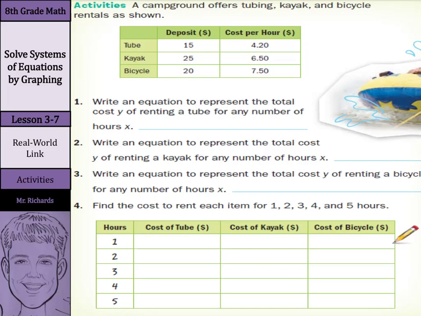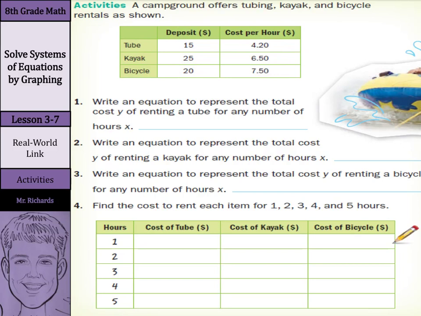A campground offers tubing, kayak, and bicycle rentals as shown. You can rent a tube with a $15 deposit at $4.20 an hour, a kayak for a $25 deposit at $6.50 per hour, and a bicycle with a $20 deposit at a cost of $7.50 per hour. And our first question asks us to write an equation to represent the total cost y of renting a tube for any number of hours x.